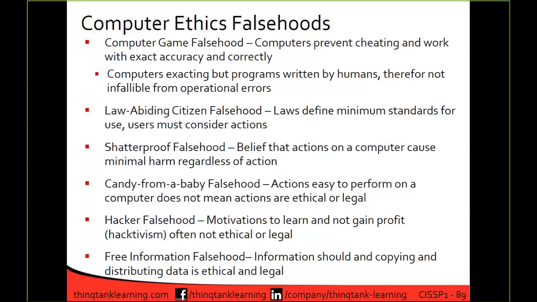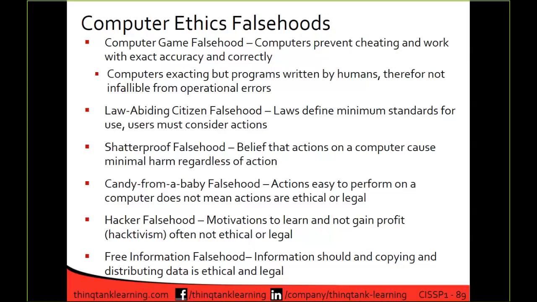So just because something is done on a computer doesn't mean it's done correctly. They're exacting, they do exactly what the user does, but programs are written by humans, so they can have errors in them, they can have coding errors or compilation errors, they can be used in incorrect ways, and so on.